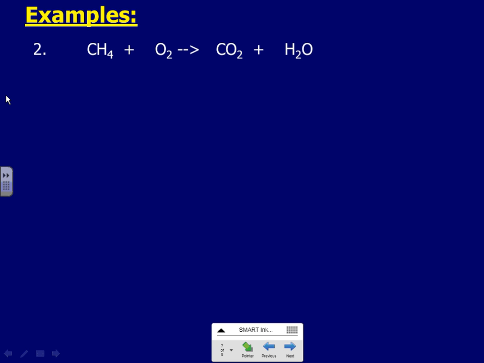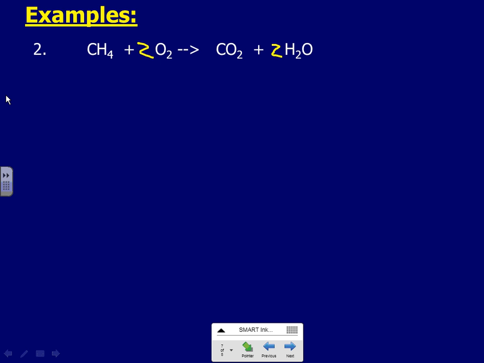Always balance your equation. Again, I'm in a little bit of a hurry, so I will help you balance this equation. 1 carbon, 1 carbon dioxide, 4 hydrogens means 2 waters. I've got an O2 there, and those 2 O's will make a second O2, right? So I should have 2 O2s.